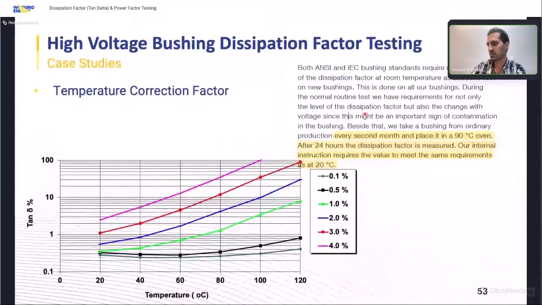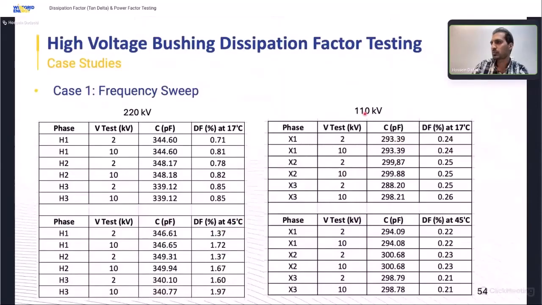Then repeat your normal electrical tests or other tests. Then after 2 or 3 hours, measure the dissipation factor again, maybe at 30 or 25 degrees. If the dissipation factor changes a lot between these two temperatures, it shows us that the bushing has a problem inside. So it's really interesting for checking the condition of the bushing insulation. But the other point is the frequency sweep.